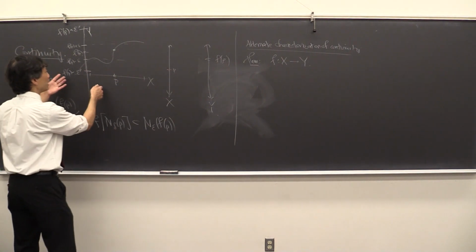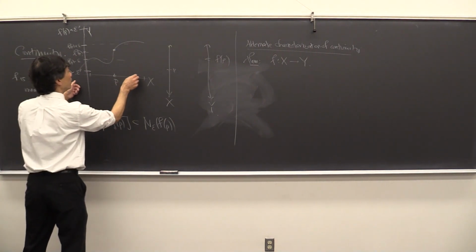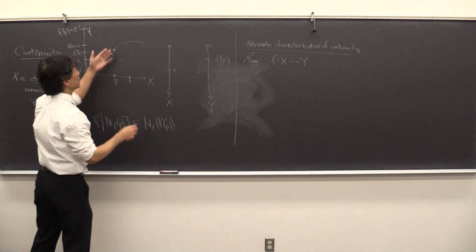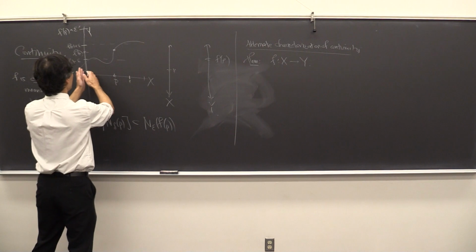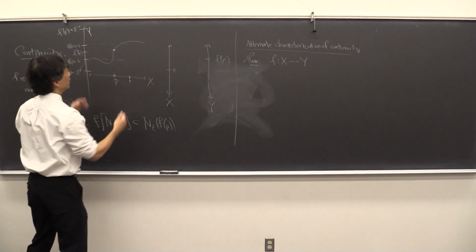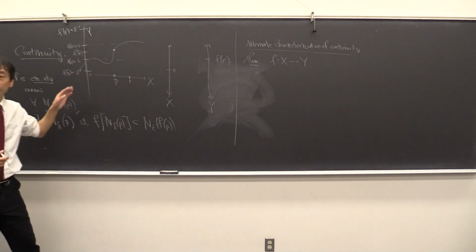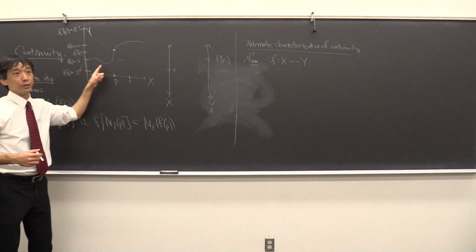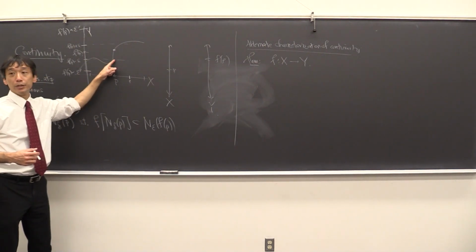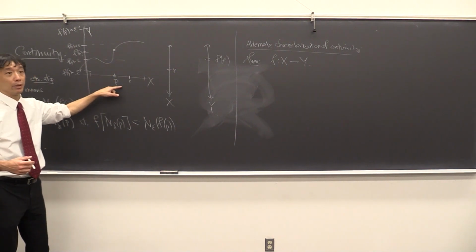So like this function here, you see that if I took a different p, it's going to be continuous at that p, right? This function is continuous on this domain here. But notice one thing that will be important later. The delta changes. The delta changes depending on the point, right?